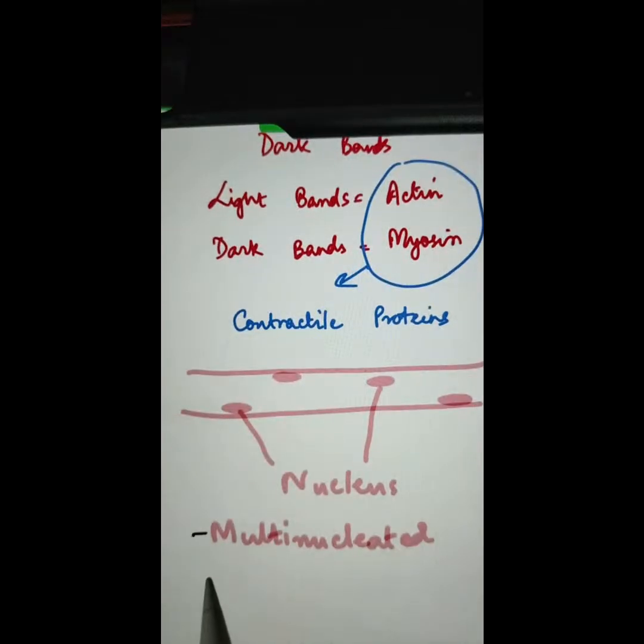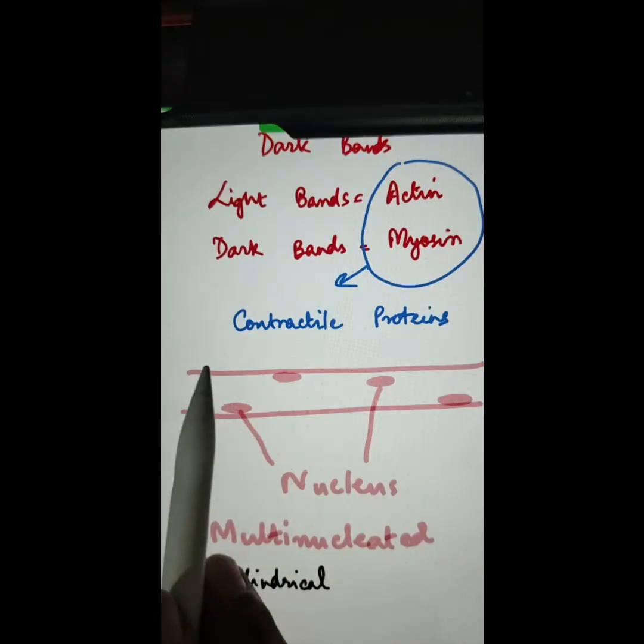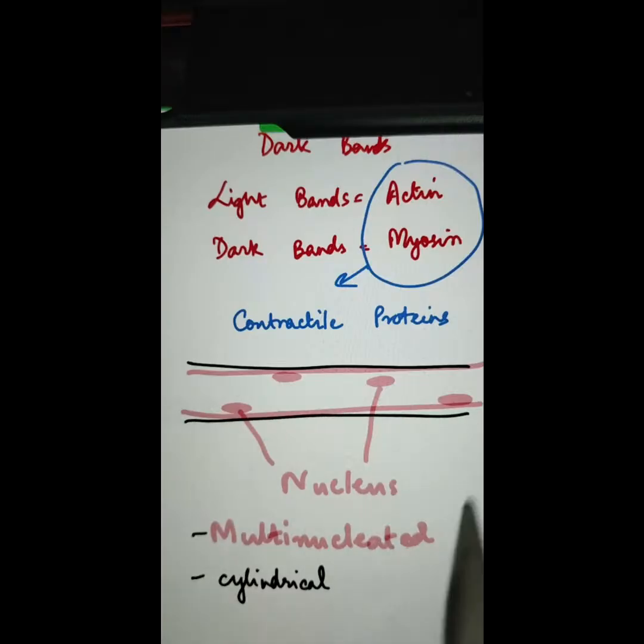The shape is cylindrical. Okay. One thing you already know, that they are multinucleated because they contain many nuclei. Another thing, they are cylindrical because you can see that it is a cylindrical shape. And another thing that you can describe for them is that they are unbranched. These points should be written for the skeletal muscles: multinucleated, cylindrical, and unbranched.